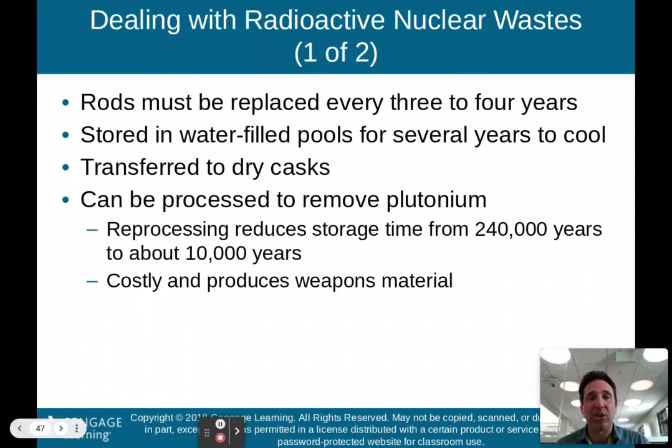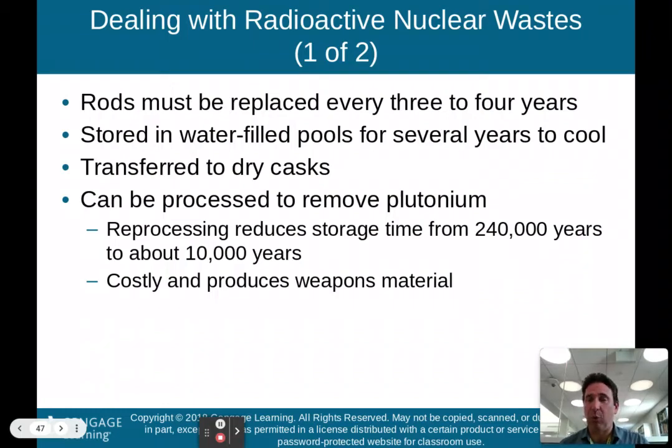Then they transfer it to dry casks, where it can be processed to remove some of the plutonium, which again is the leftover from the uranium. Reprocessing reduces storage time from 240,000 years to about 10,000 years. Costly, though, and it produces materials that could be used in weapons. Again, reprocessing, reducing the storage time from 240,000 to 10,000, that's helping a little bit, but you still have to store it somewhere for 10,000 years.